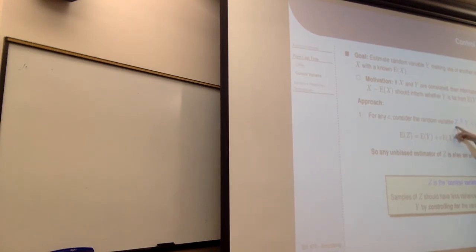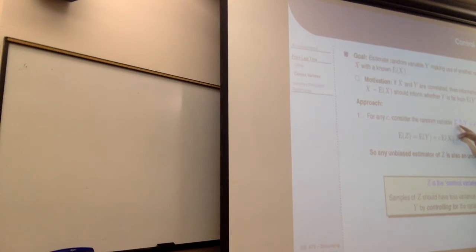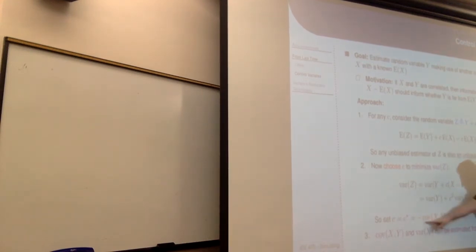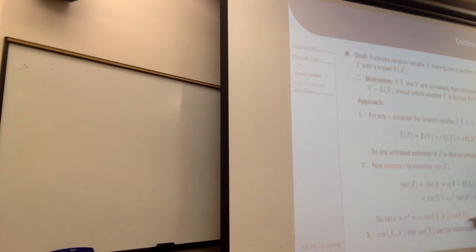If I do a little math here, I could verify that this variate will have the same mean as my output, so it doesn't add any bias to do this. But I can solve for a value of C. If I take the variance of this thing, I can optimize over C to minimize the variance of Z. And if I do that, I end up finding this little form down here that says that the optimal value of C to minimize the variance in this variate is going to be the negative covariance, which is something you can measure, between X and Y, divided by the variance in X.